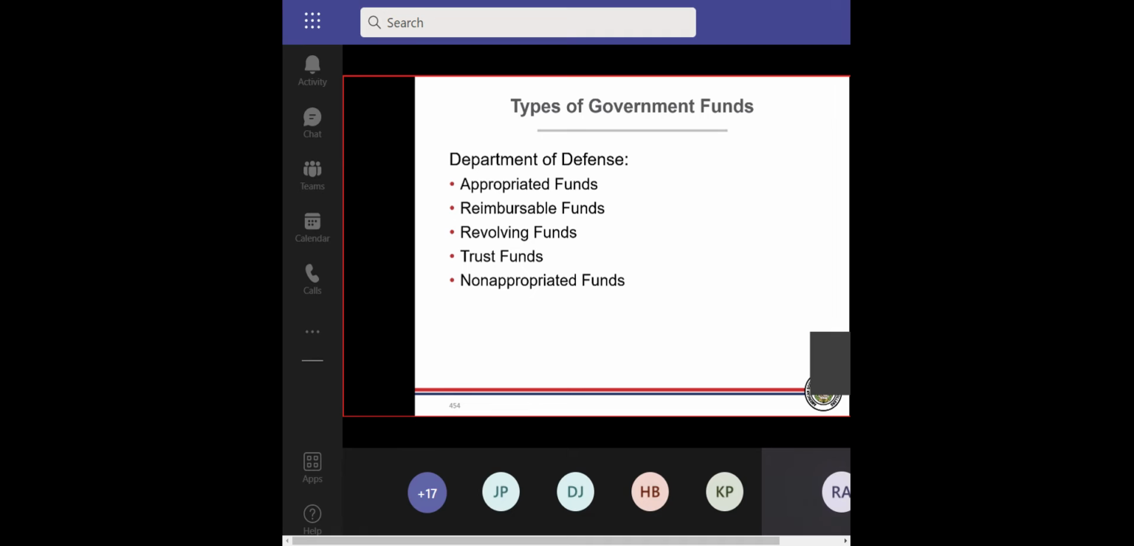And we've got revolving funds. Revolving funds work like a for-profit business and sell products and services to a customer. That's where Defense Logistics can sell supplies, let's say, a revolving type operation. Trust funds, military retirement trust funds.